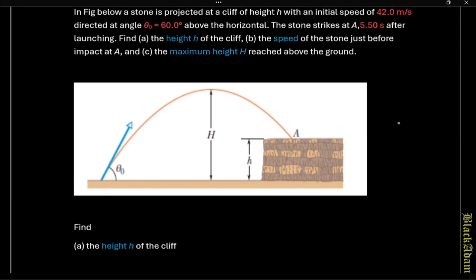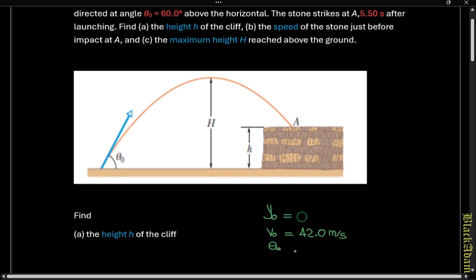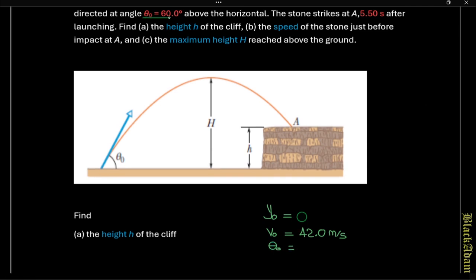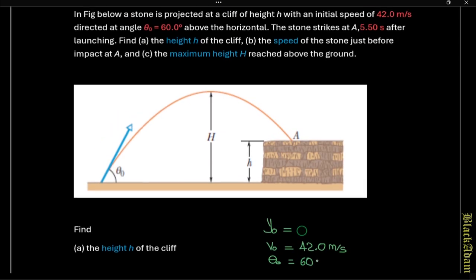Now what we have to do is write down the given information. The initial height is 0, that's ground level, 0 meters. And then we have the initial speed, that is 42 meters per second. And then we have the initial angle, which is given there, that's 60 degrees. So our angle is 60 degrees.